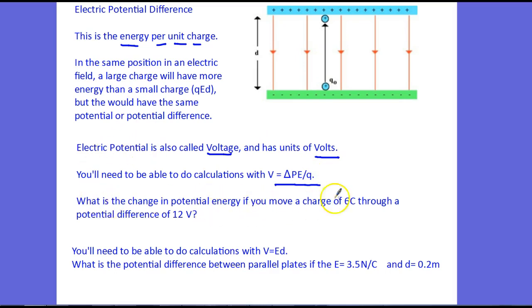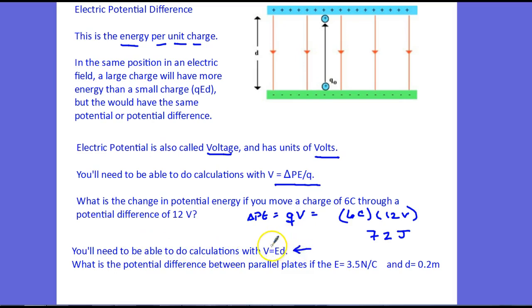What's the change in potential energy if you move a charge of 6 coulombs through a potential difference of 12 volts? So if I rearrange that equation, the change in potential energy is equal to QV, and that would be 6 coulombs through 12 volts, and that's 72 joules. You will need to be able to do calculations with this equation as well.